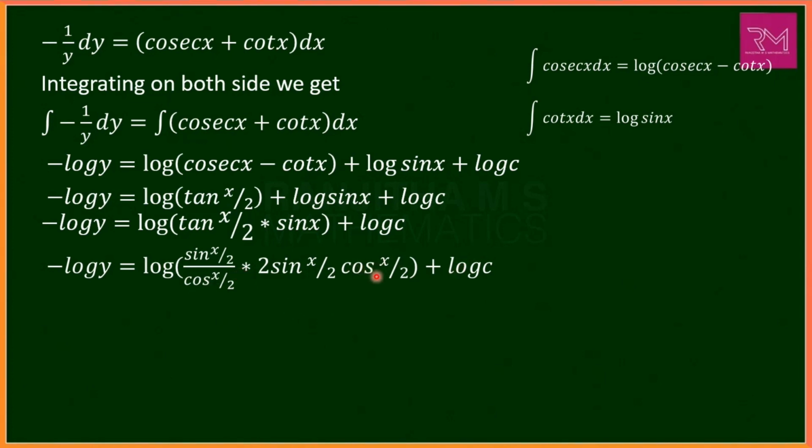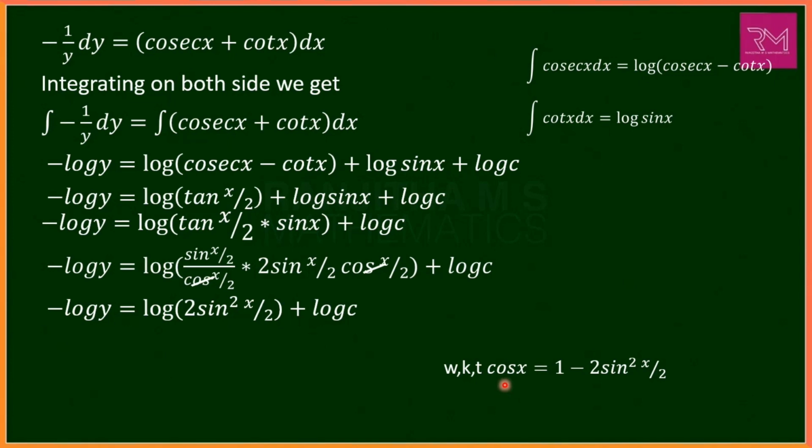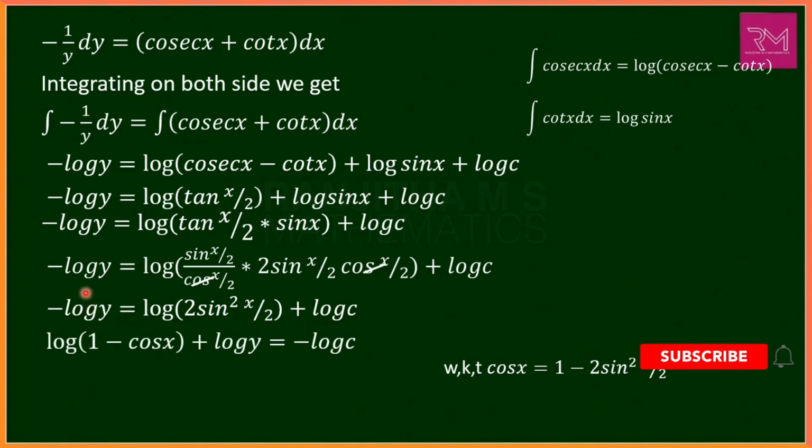Here cos x by 2 and cos x by 2 get cancelled. Remaining is 2 into sin square x by 2. That is minus log y, which is equal to log of 2 sin square x by 2. We know that the half angle formula is given by cos x, which is equal to 1 minus 2 sin square x by 2. So 2 sin square x by 2, we can write as 1 minus cos x. So substitute 2 sin square x by 2 as 1 minus cos x. We get log of 1 minus cos x. If we take this value to the right hand side, it becomes positive sign of log y, which is equal to, taking this value to the left hand side, minus log c.